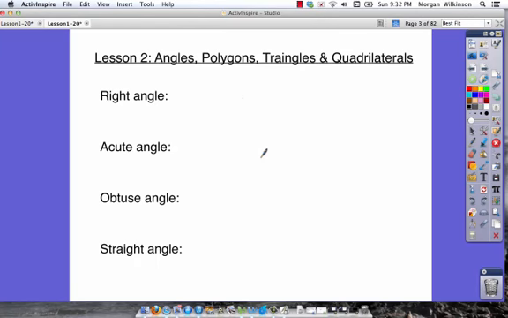Lesson 2 is all about angles, polygons, triangles, and quadrilaterals. In this lesson we're reviewing some of the terms we've discussed in previous textbooks. Now, a right angle. If we talk about a right angle, we're talking about an angle that's 90 degrees.